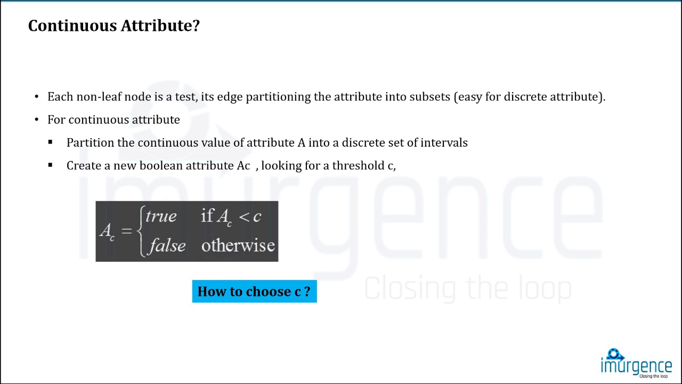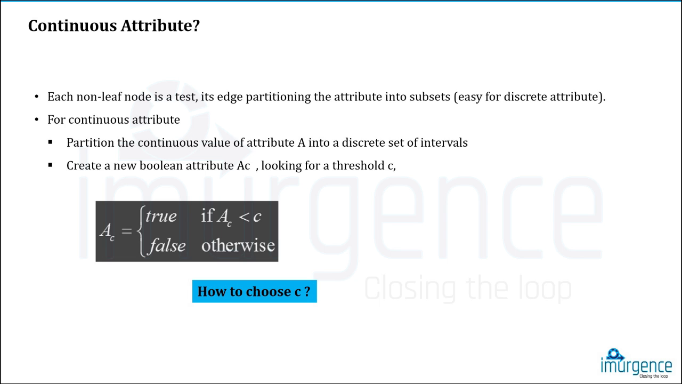So for continuous attribute, each non-leaf node is a test, right? For continuous, that means for numerical variables, right? Its edge partitions the attribute into subsets. For a continuous attribute, partition the continuous value of attribute A into a discrete set of intervals. So you can do a binning kind of stuff, right? Create a new Boolean attribute A_c which looks for a threshold value, and based on that partitions it into true or false. You're just converting it.